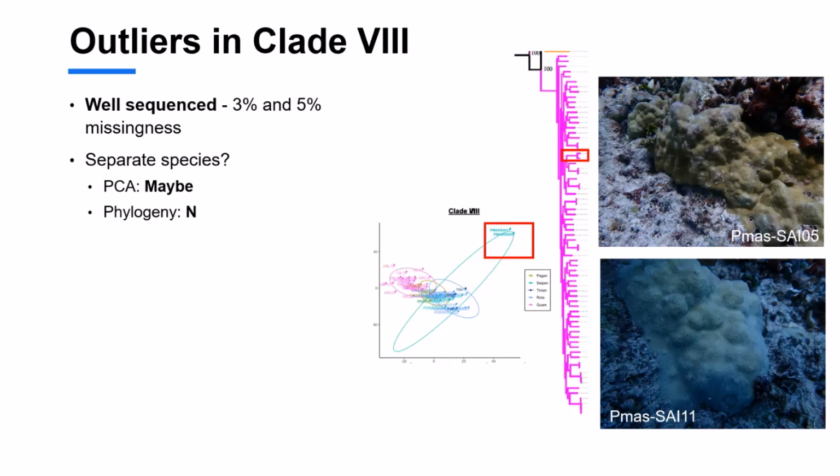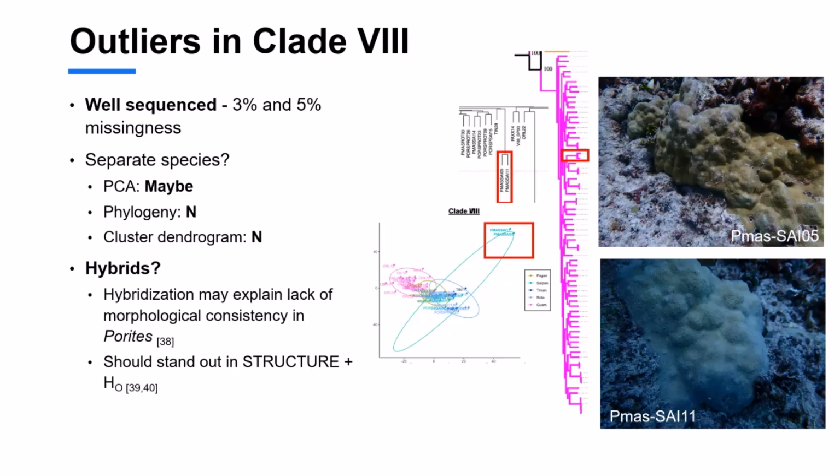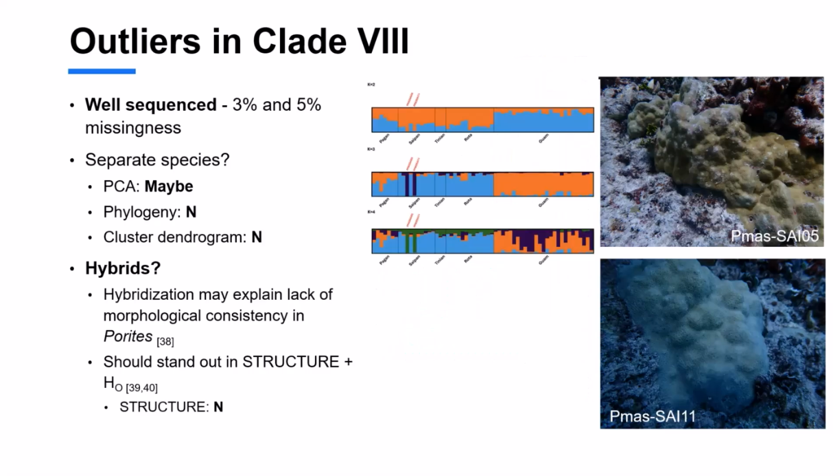However, when we return to phylogenetic inference, they are nested well within clade 8. And this is also returned as a result of cluster dendrogram analysis. So, really, no evidence there for them being separate species. Could they be hybrids? Hybridization has explained a lack of morphological consistency in Porites, which is definitely seen in the Mariana Islands. So, if that were to be the case, these samples should stand out to us in both structure and heterozygosity results. Here's what they look like when they're included in structure results.